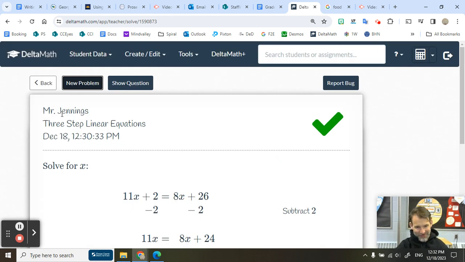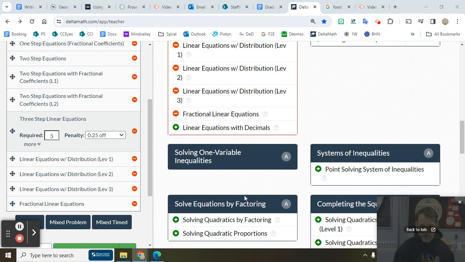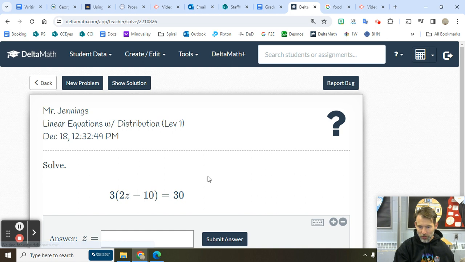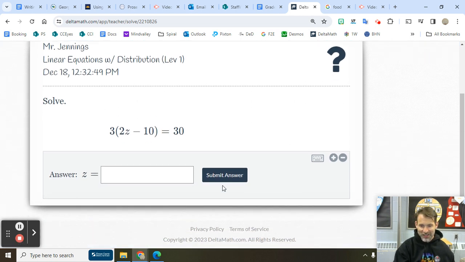Yay! We don't need to see another example. Now, the level 4 skill for this skill, I think people can get this one. This one is not so bad. This one is pretty cool. It's doing this when there's distribution involved. So let's go.